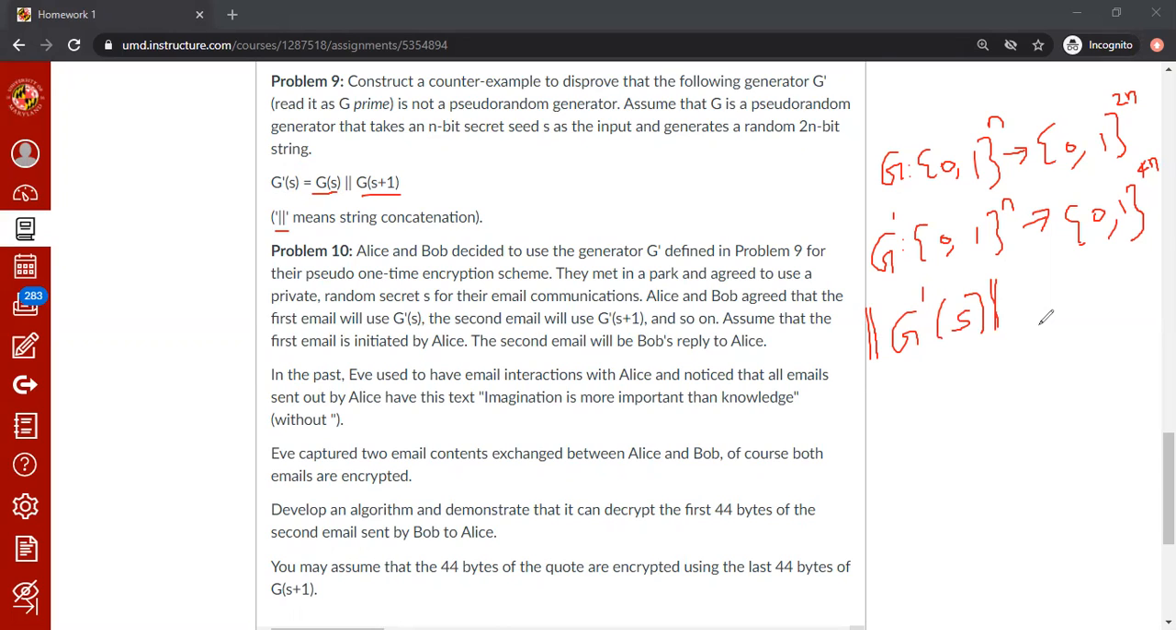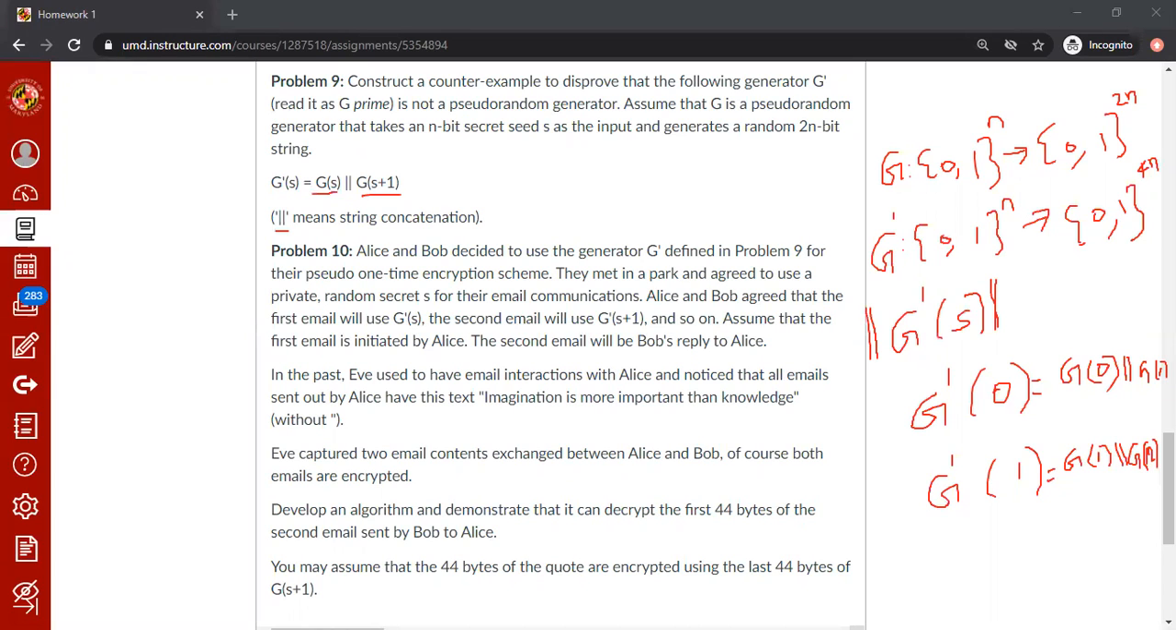What if we allow the attacker to query G prime of 0, for example, and G prime of 1? Now things become very interesting. G prime of 0 is nothing but G of 0 concatenated with G of 1. G prime of 1 is nothing but G of 1 concatenated with G of 2. So now we can come up with an idea of a distinguisher, to distinguish between truly random versus pseudo-random.